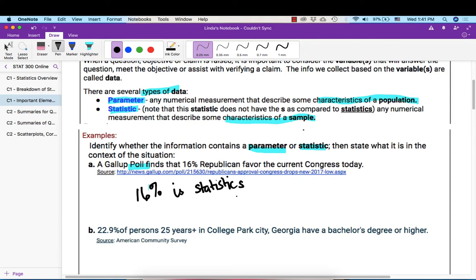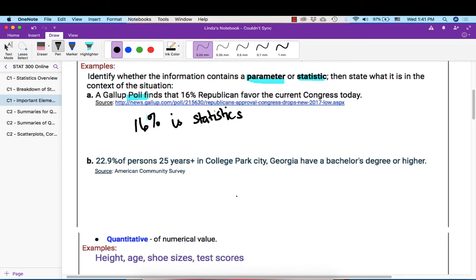Next, we have 22.9% of persons 25 years or older in College Park City, Georgia, have a bachelor's degree or higher. Now, this one is tricky. It may look like it does not provide enough information to determine whether it is speaking of a population or a sample. However, it's mentioned as a city, and since this city is not in comparison with other cities in the United States or even in Georgia, we consider it a population of its own. So the 22.9% is a parameter.